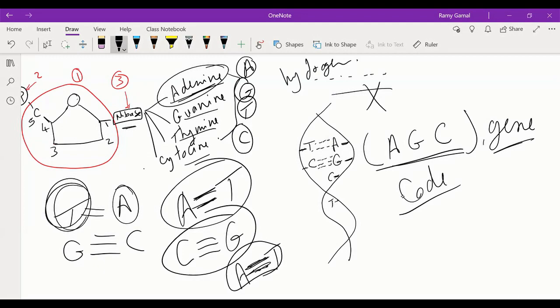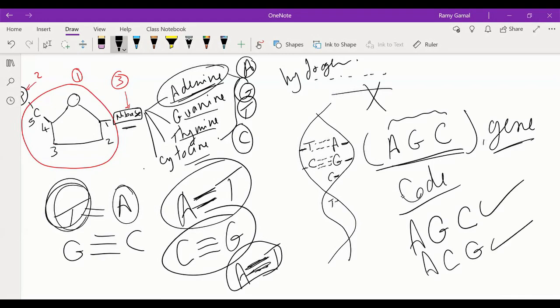So this sequence is very important. Putting A, G, C is different from A, C, G code. So this one is a gene, and this one is for another gene. I hope you understand. The order is very important. The sequence is very important, okay?